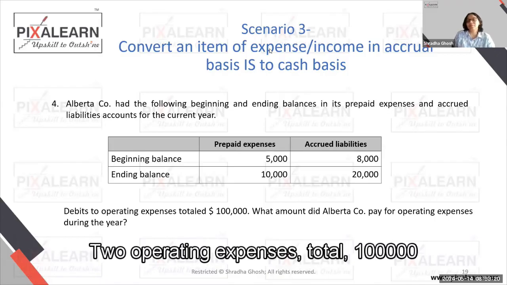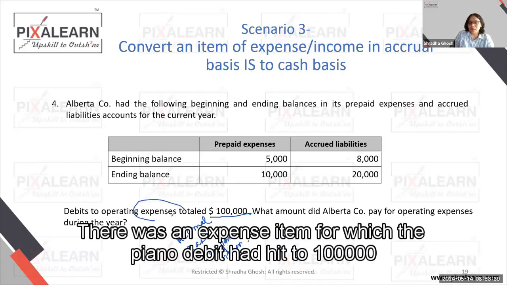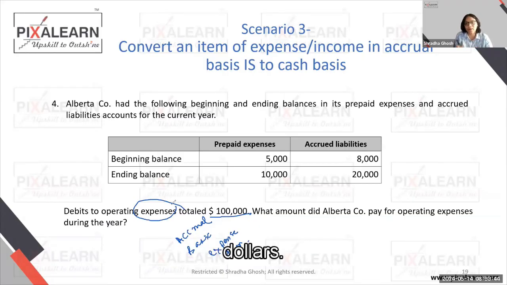Debits to operating expenses totaled $100,000. What amount did Alberta pay? That means you have been given an accrual basis expense item. There was an expense item for which the P&L debit had hit $100,000. They are asking you what the cash outflow is. They are starting with the cash outflow. Is this clear to everybody?